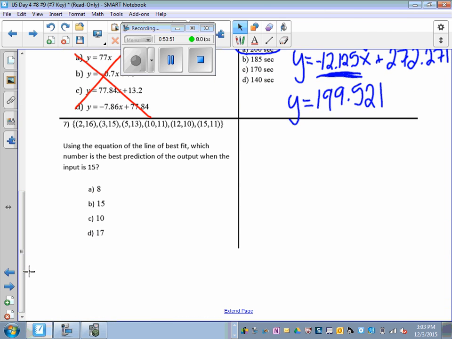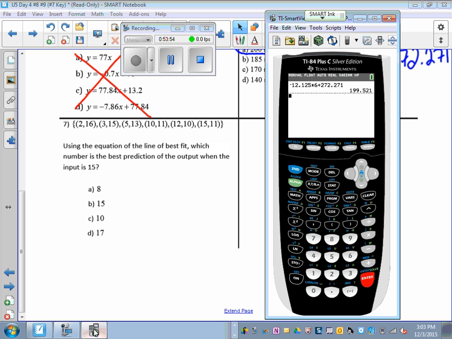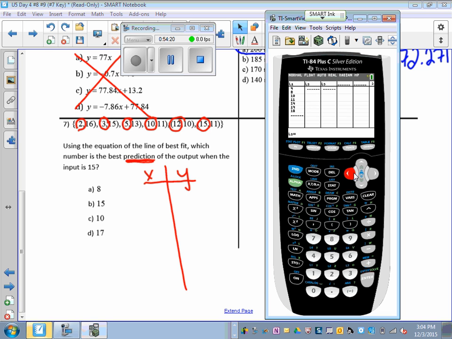Alright, we'll do 7 and then we'll call it good. So that's another prediction one. Anytime you're predicting, you have to find your line of best fit and then take that and put it in. Alright, so again, we have our X values and Y values. If it helps you out to write a list, go ahead and do that. My X values are 2, 3, 5, 10, 12, 15. Put that in my calculator. Stat, edit. Again, clear my list, do not delete them. So my X values were 2, 3, 5, 10, 12, and 15.